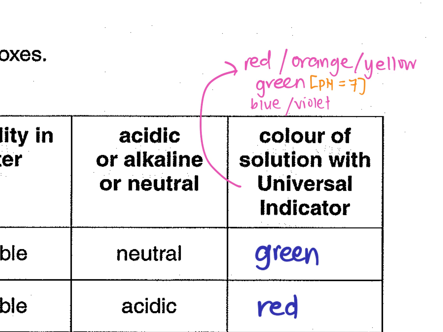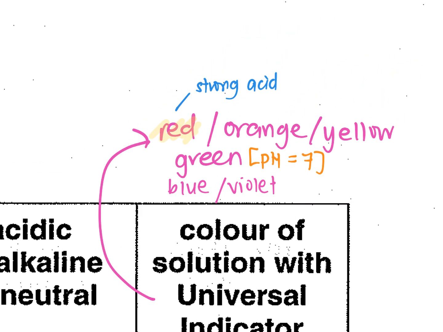So do take note, if you are going to be using your red, this is only valid for strong acid. Okay, this is only for strong acid. And the 3 common strong acid you learn is actually your sulfuric acid, hydrochloric acid, the last one? Nitric acid. Okay, so all these 3 acids are strong acid. So wherever you see them, and they ask you to add a few drops of universal indicator, the color change should be from green to red.